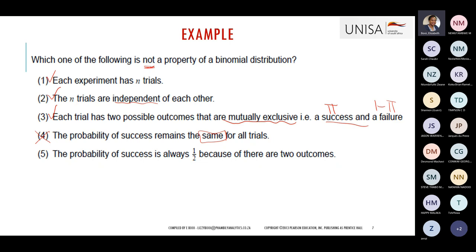The probability of success is always a half because there are two outcomes. Here we're talking about the basic binomial distribution, where there are only two outcomes. That will be correct because for a success and a failure, it will always be 1/2. But for all the trials it will be different. So you must pay attention, because here we interchange trials and outcomes, since within a trial you get outcomes. Okay, let's move on to the next one.